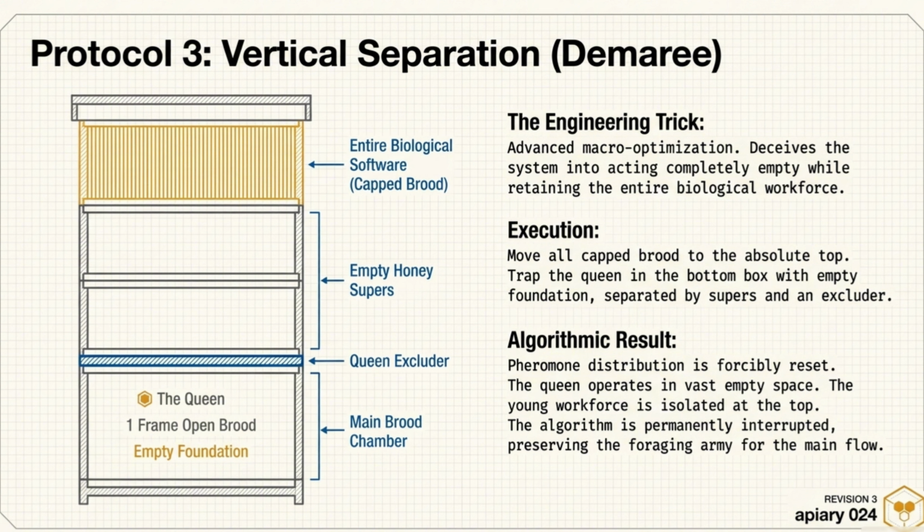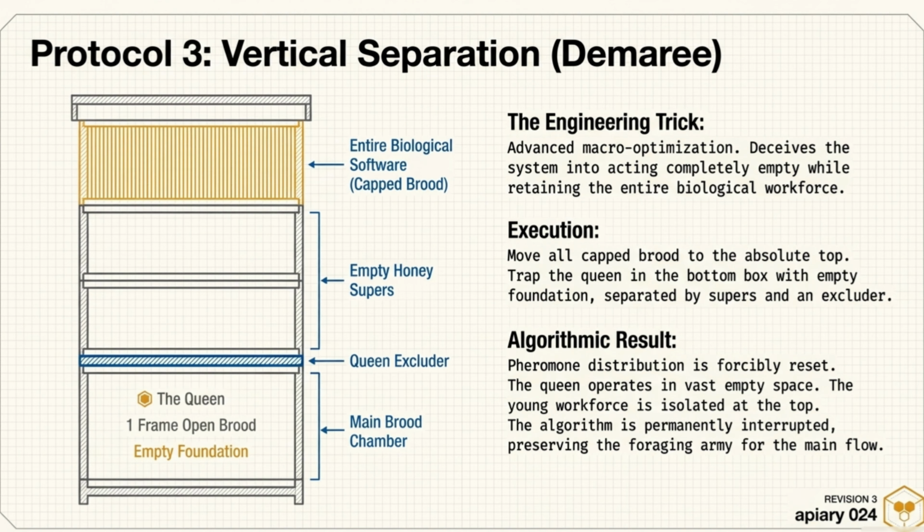Error 1, delayed logistics. If the system already has capped queen cells, adding foundation frames is wasted money. The swarming impulse is dominant at that stage. The biological software is locked. Only radical physical division of the colony can help.